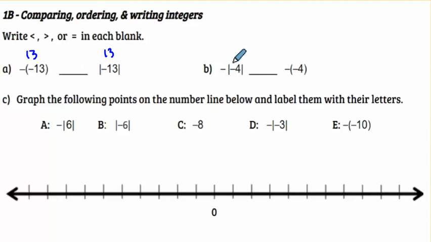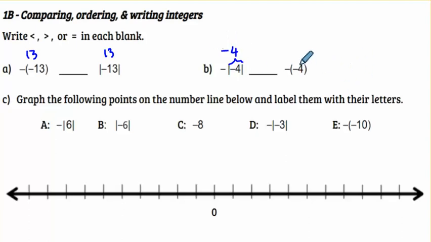Coming over here with B, we have the opposite of the absolute value of negative 4. Well, the absolute value of negative 4 is, of course, positive 4. And then we deal with this minus or negative or opposite of. Any way you want to think about it, if you have a negative sign in front of a 4, that is negative 4. You can think of it as the opposite of 4, which is, of course, also negative 4.